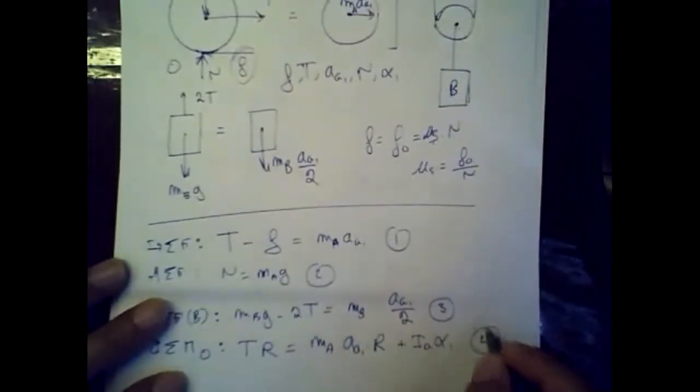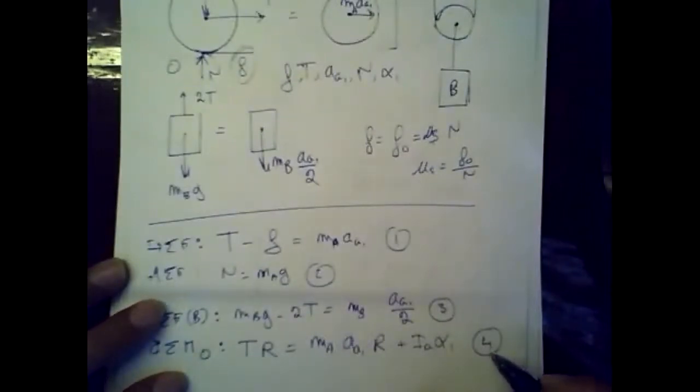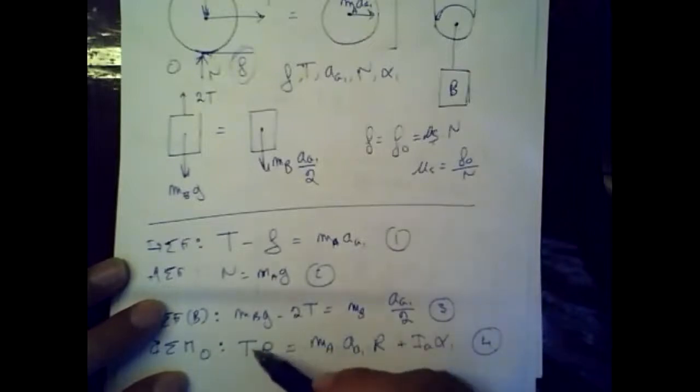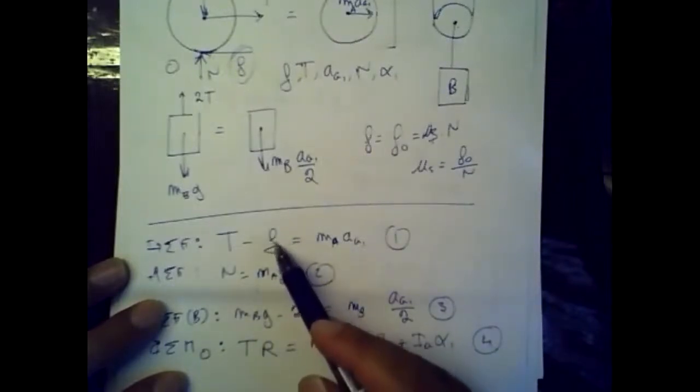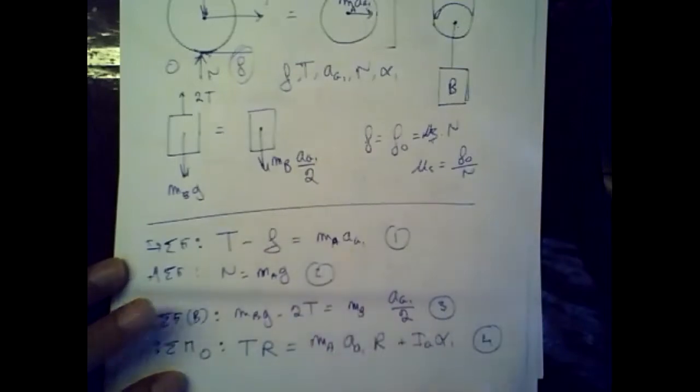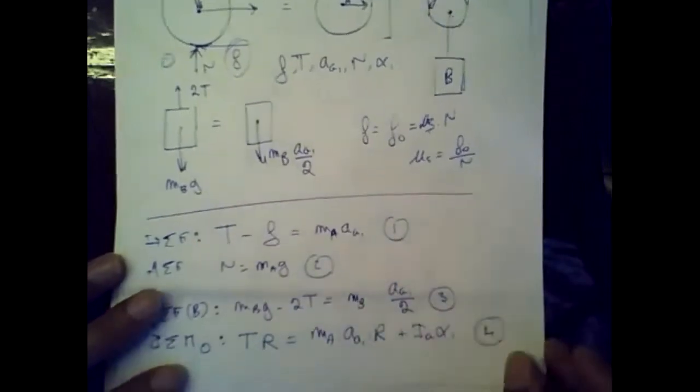So these are the force equations. Here 1, 3, and then 4 are 3 equations, and they have 3 unknowns, which are alpha, T, and the value for the friction force. So now we can solve for the value for the friction force.